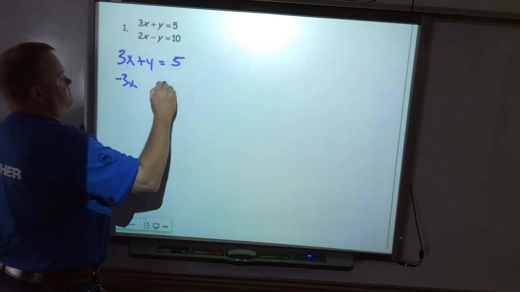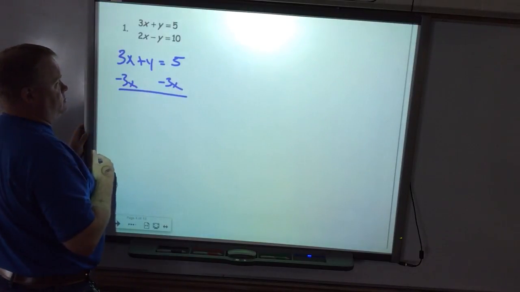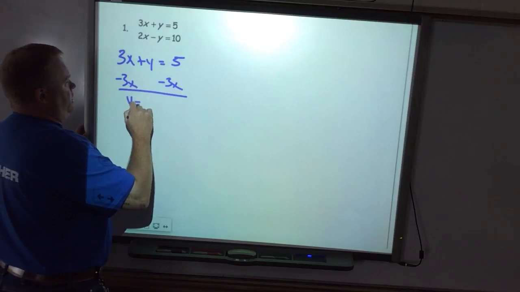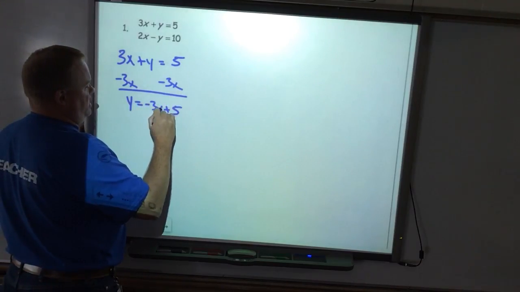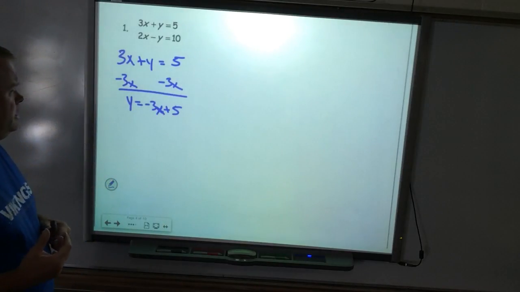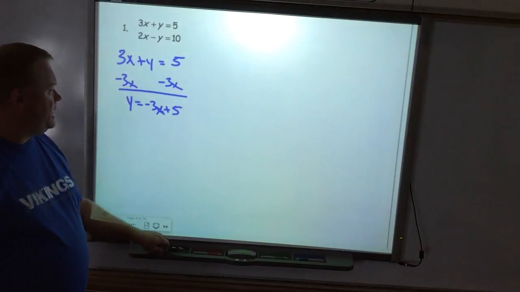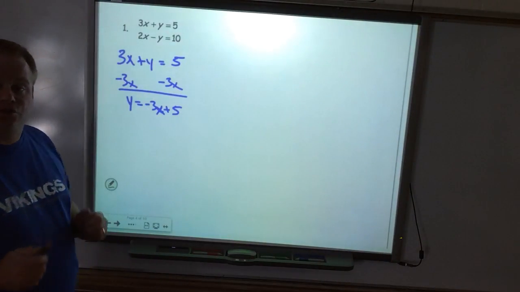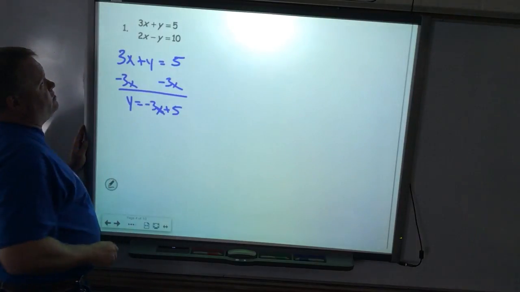I'm going to subtract 3x from the left side, which means I have to do it to the right side. It gets me y equals negative 3x plus 5. And so I have y by itself. So now I have to substitute this negative 3x plus 5 into the other equation.